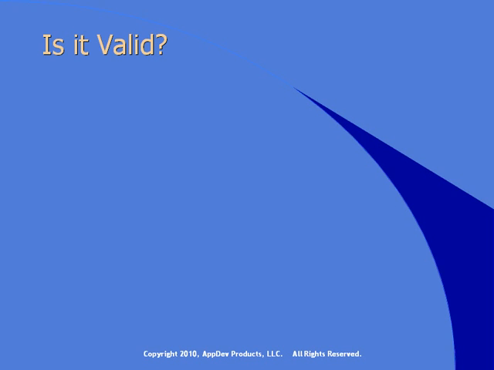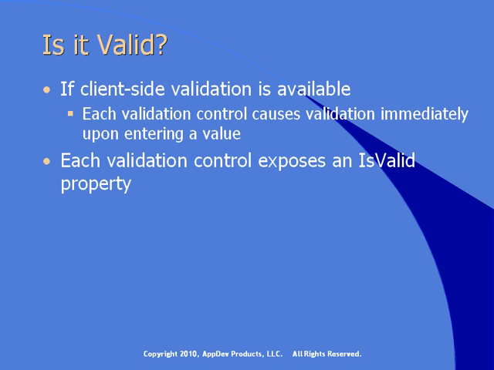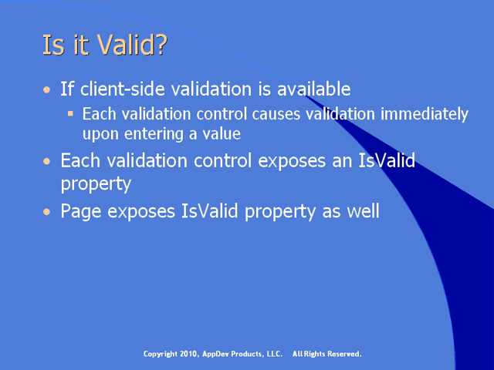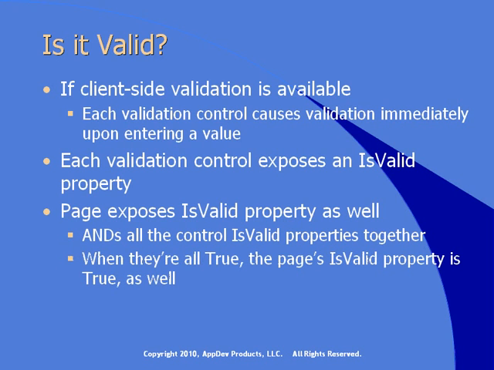Well, how can you tell if a page is valid? If client-side validation is available, each validation control causes validation immediately upon entering a value. Each validation control exposes an isValid property, so you know if each control is valid or not. The page exposes an isValid property as well. It just ANDs together all the control isValid properties, and when they're all true, the page's isValid property is true as well. This doesn't take into account validation groups, which we'll look at in the next section.